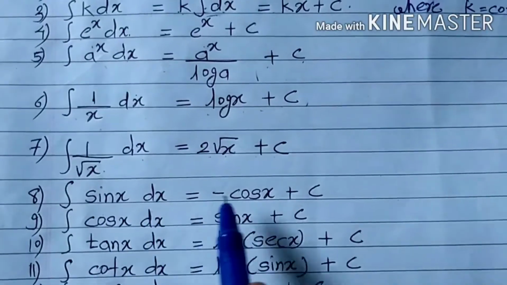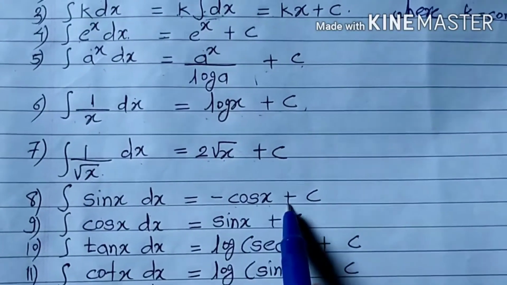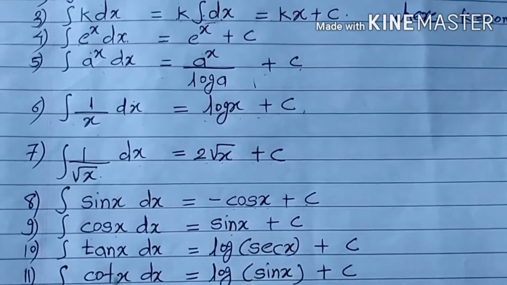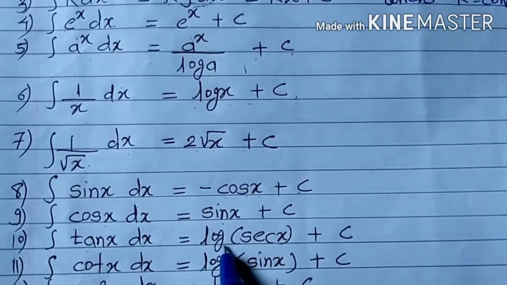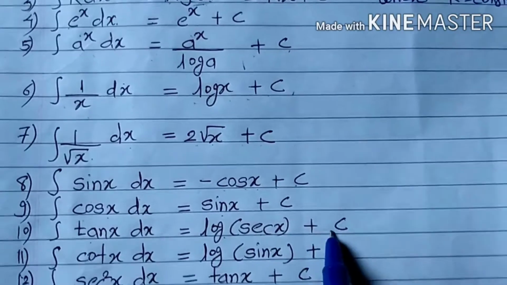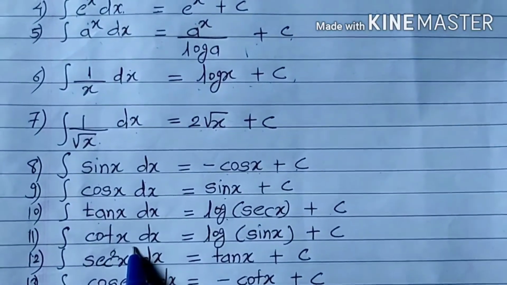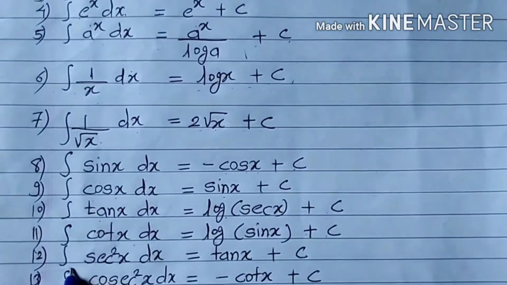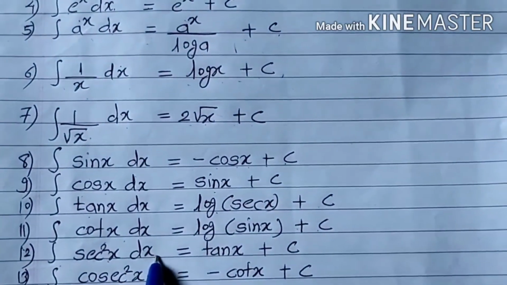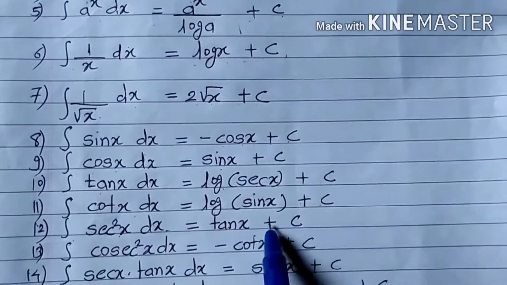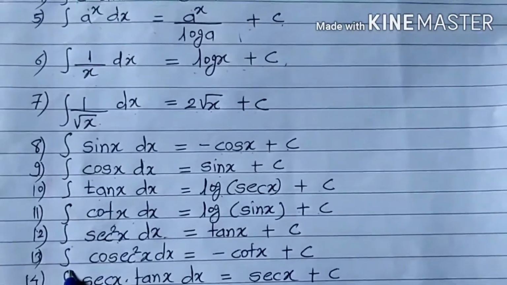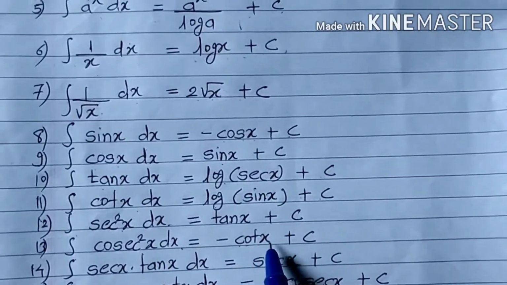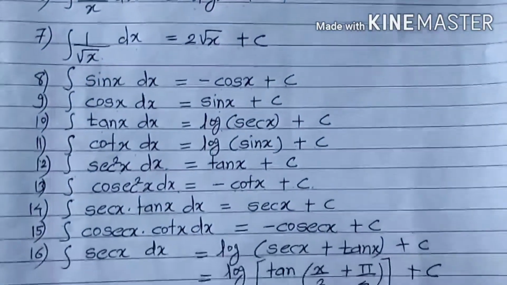Integration of sin x is minus cos x plus c. Integration of cos x is sin x. Integration of tan x is log sec x plus c. Integration of cot x is log of sin x plus c. Integration of sec square x with respect to dx is equal to tan x plus c. Integration of cosec square x dx is equal to minus cot x plus c.